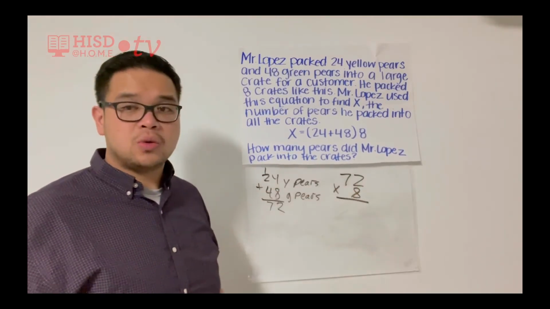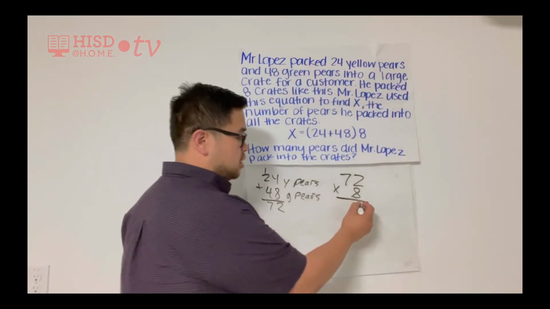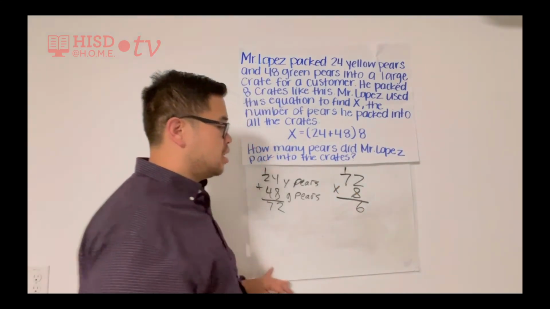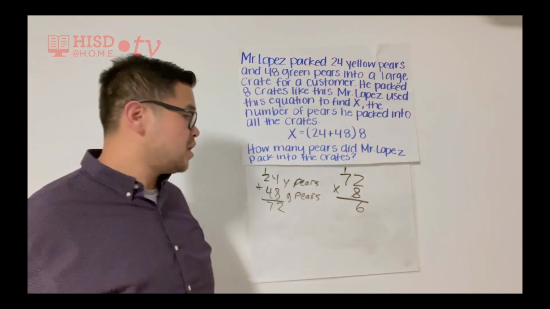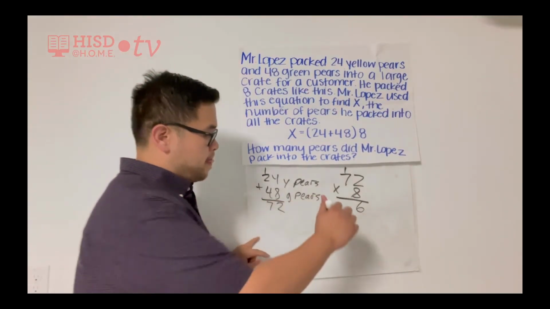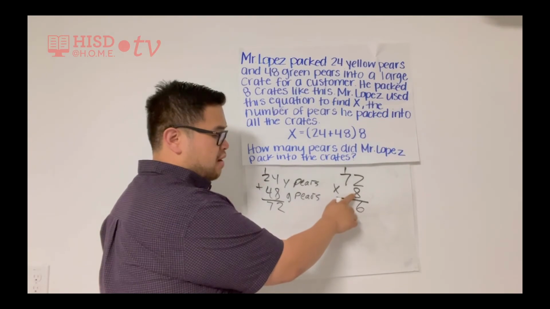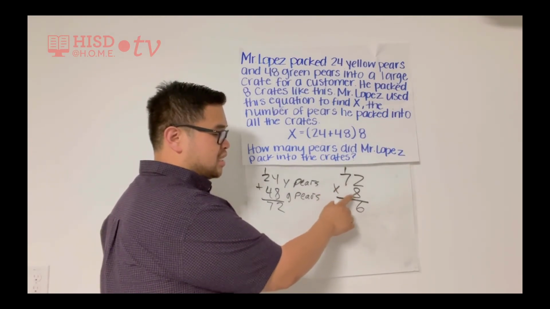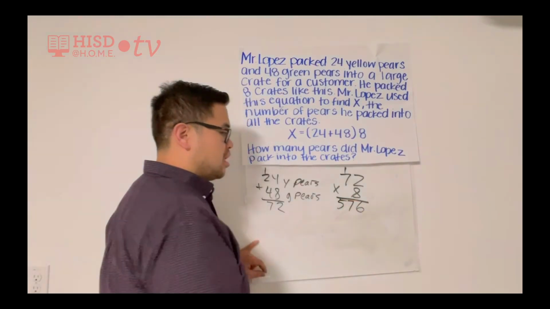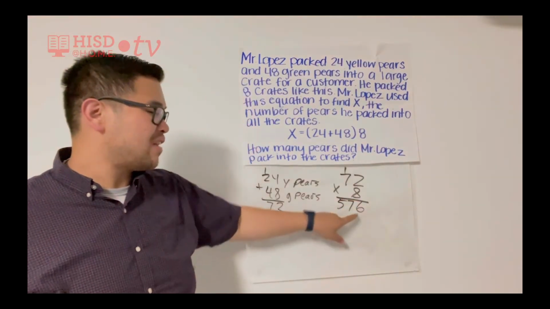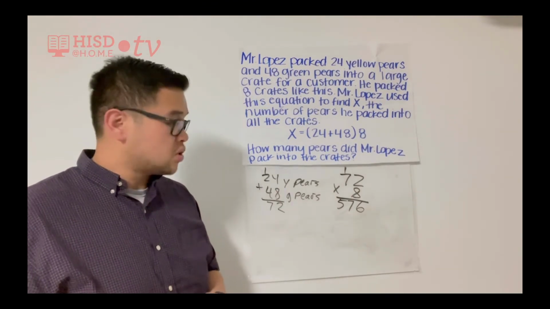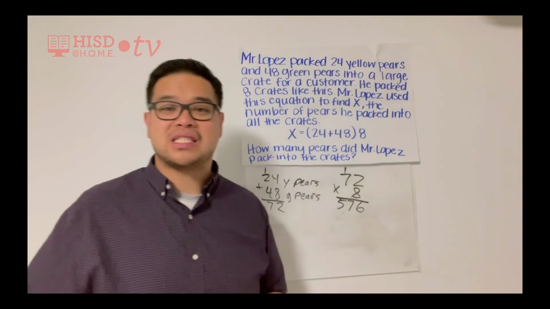Eight times 2 gives us 16. Bring my 10 there. 8 times 70 gives us 560 plus 10 gives us 570. So we have 576 pairs in all the crates. So he has a total of 576 pairs.